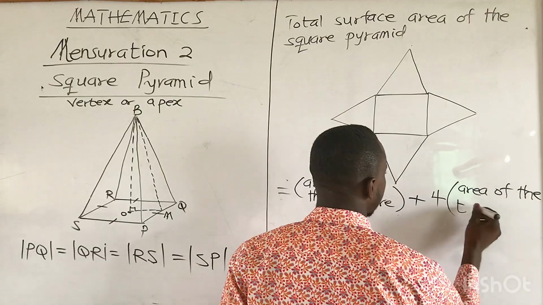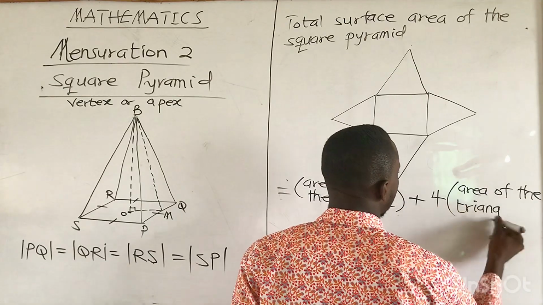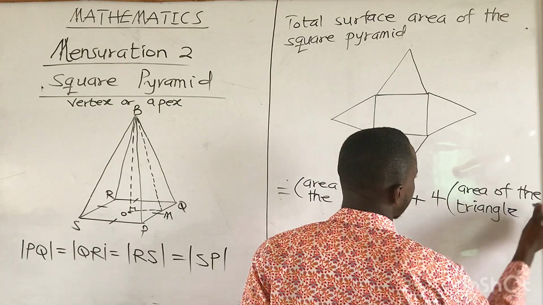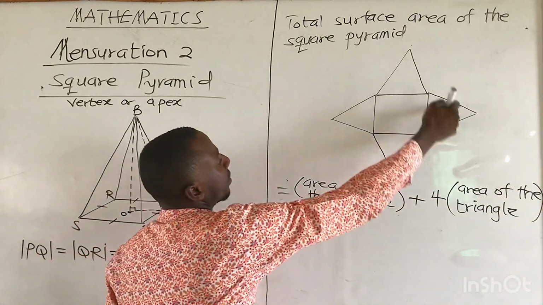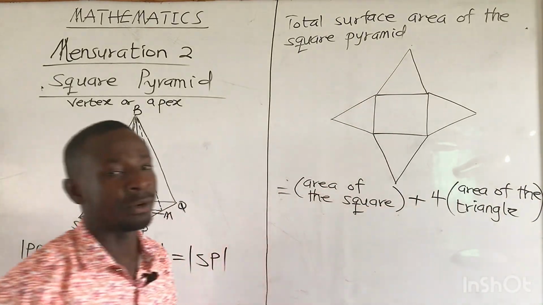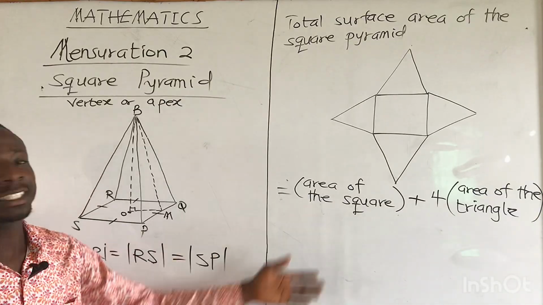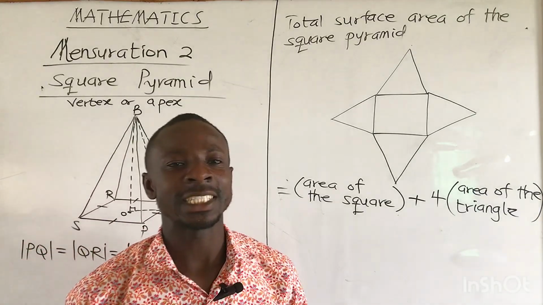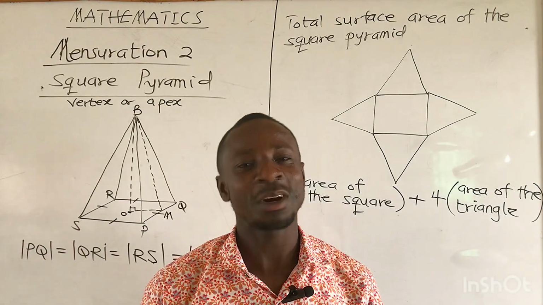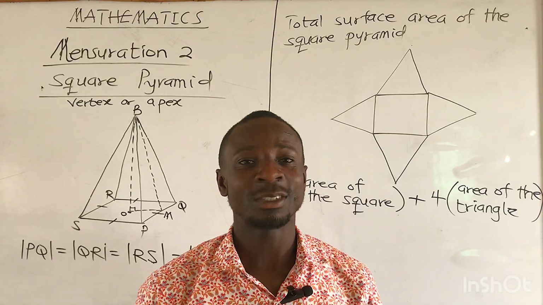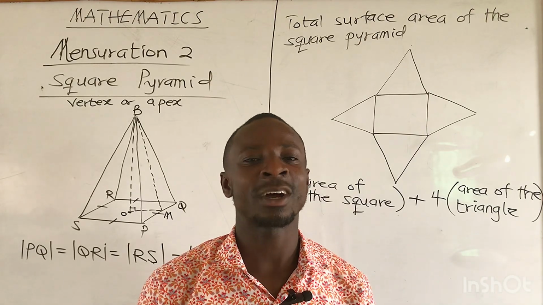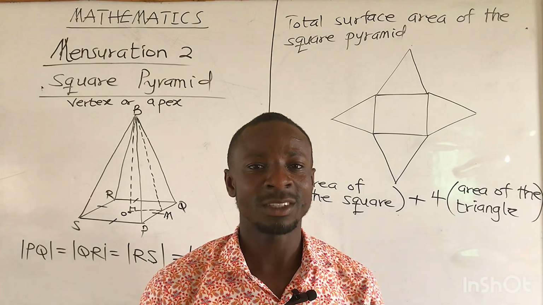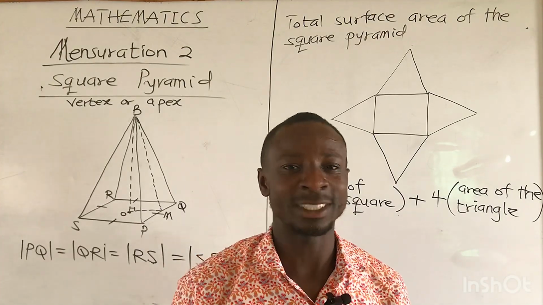So multiplying area of the triangle. Or let me make it of the triangle. Okay. So the triangles are four. 1, 2, 3, 4. So 4 times area of the triangle. And this is how we find total surface area of the square pyramid. So viewers, join me and let's look at an example and how we are going to solve them. So viewers, stay tuned. Let's move on.